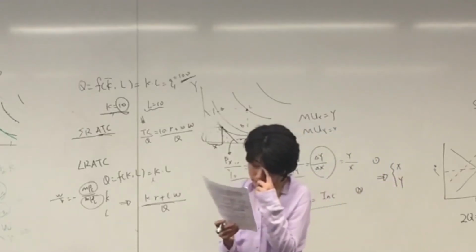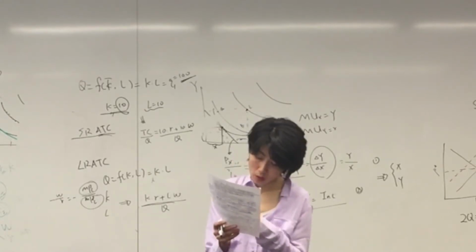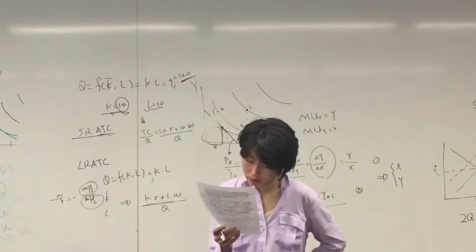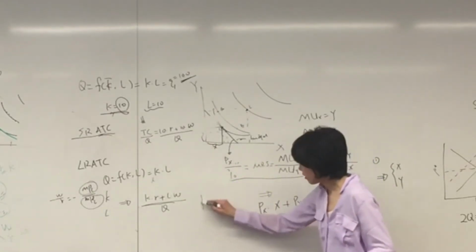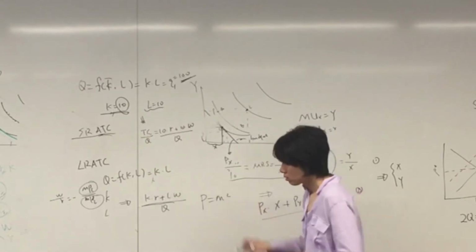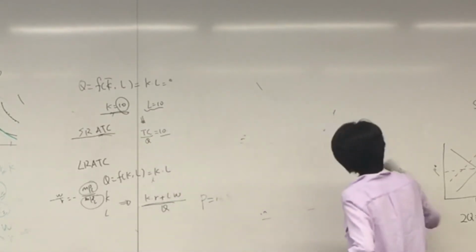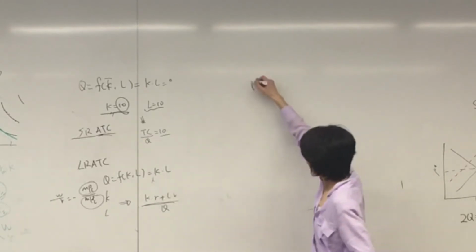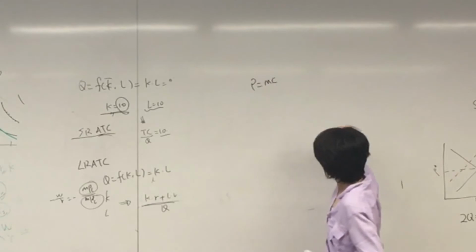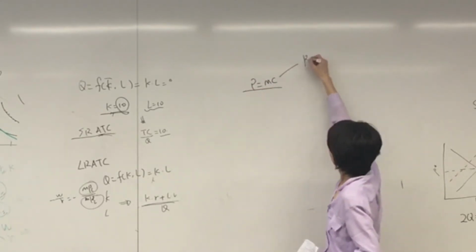Chapter 8, supply in the competitive markets. So how to solve for profit maximizing quantity and price in perfect competitive markets. P is MC. Price is marginal cost. Solve for here. P is MC. That's for the perfect competitive market.